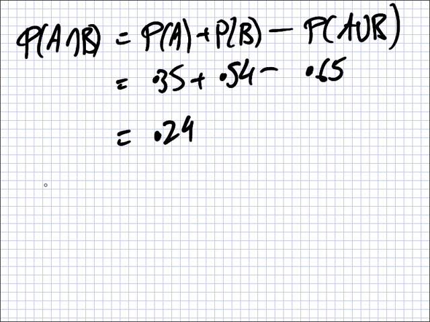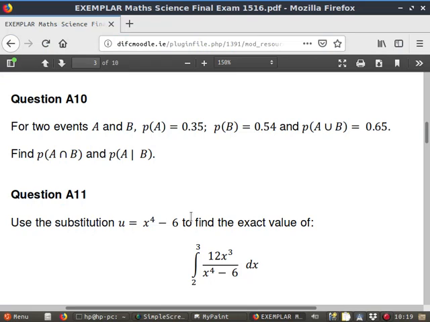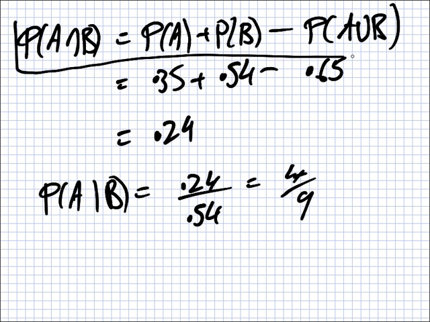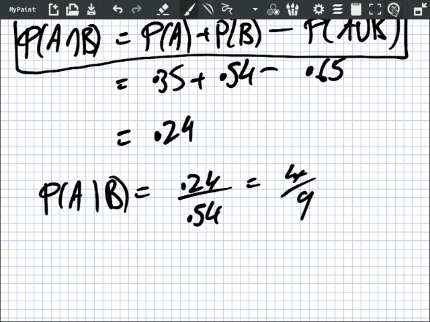And you can also then use the other formula for this, which is 0.24 over B, which they tell you is 0.54, which is 4/9. Both methods are fine. This formula is in the formula book, okay? It is in the book. It's a new formula in the book.